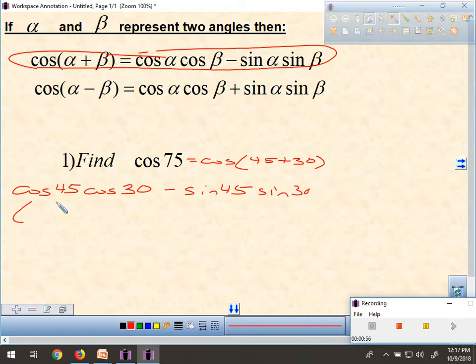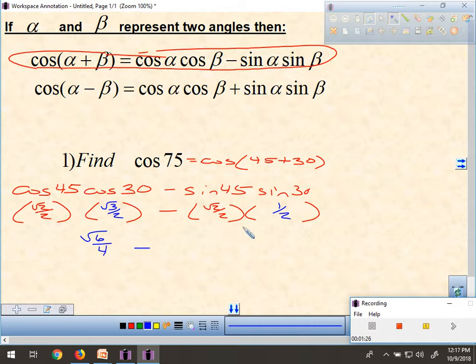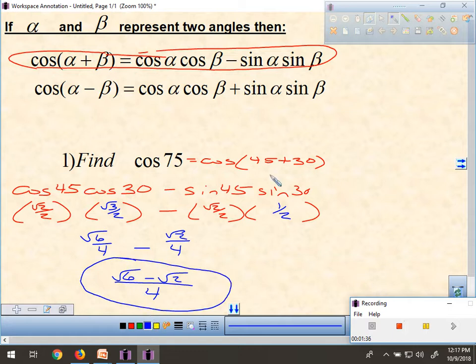Now, we know from our special right triangles that 45 degrees is a special situation where both legs equal radical 2 over 2. So cosine of 45 and sine of 45 would both be radical 2 over 2. In a 30, 60, 90 triangle, across from the 30 is 1/2. So sine of 30 is 1/2, and cosine of 30 would be radical 3 over 2. Then we can multiply these and get radical 6 over 4 minus radical 2 over 4. These have the same denominator, so we can combine them and get radical 6 minus radical 2 all over 4. And that will be my exact answer for that problem.